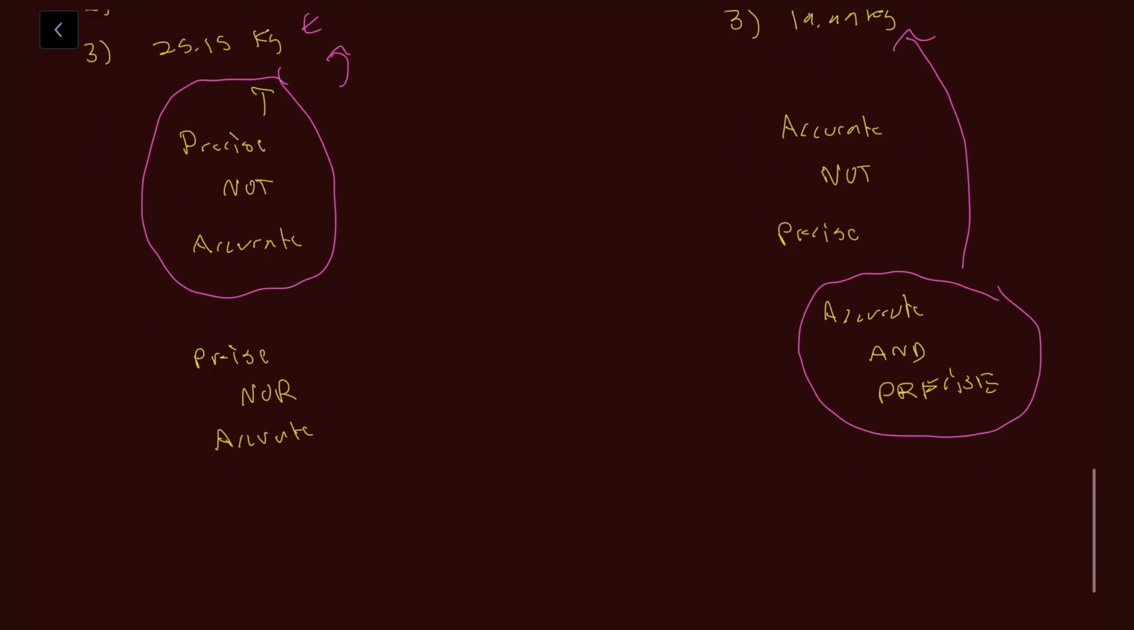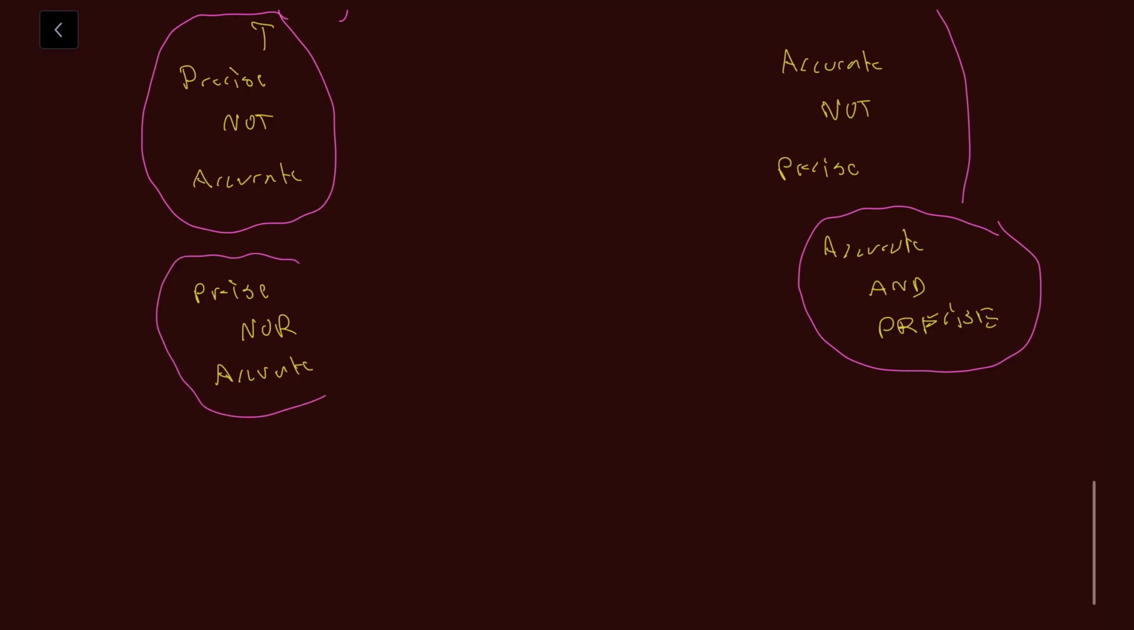For these other two examples, we're going to take this bottom left one, neither precise nor accurate. That's rather easy to imagine, because that would simply mean readings of 100 kilograms, 500 kilograms, and then 76 kilograms, both of which are neither consistently close to each other nor close to the actual value of 20 kilograms. So they are neither accurate nor precise.